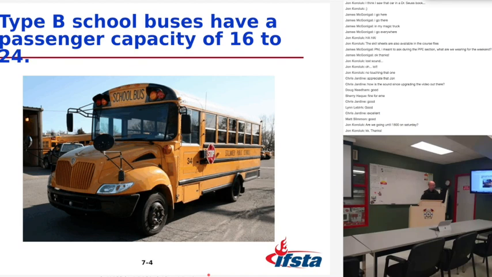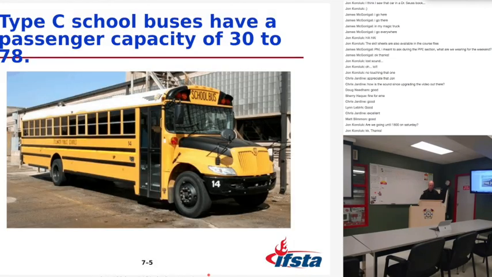Type A. I'm already on type B. Passenger capacity 10 to 20. Type B, 16 to 24 passengers. Engine beneath the windshield and or beside the driver's seat.